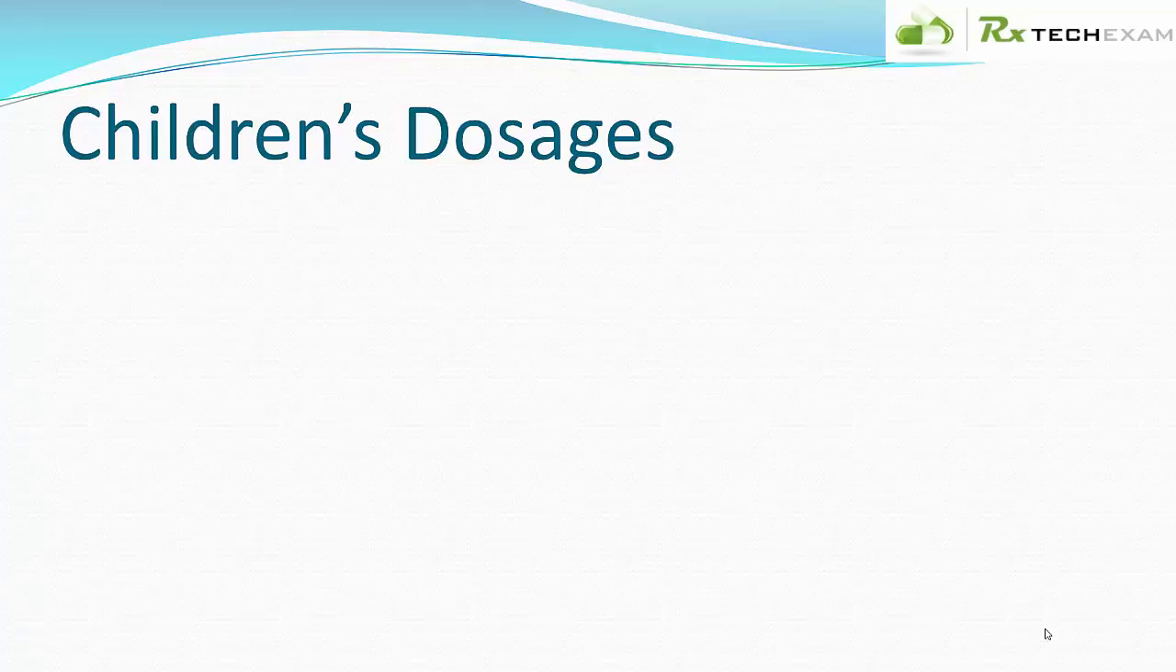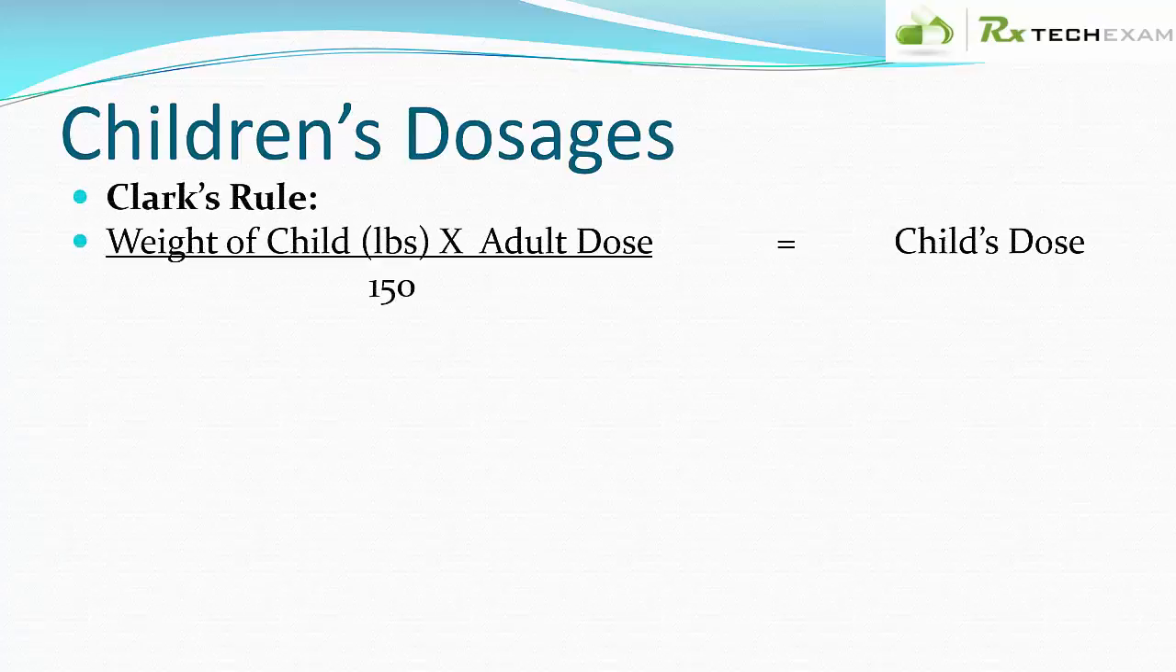Alright, so today we're going to talk about children's dosages. There's three types of children's dosages we'll talk about today: Clark's rule, Young's rule, and the body surface area method. First up, we have Clark's rule.